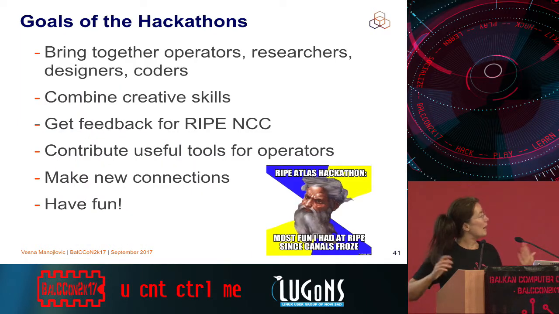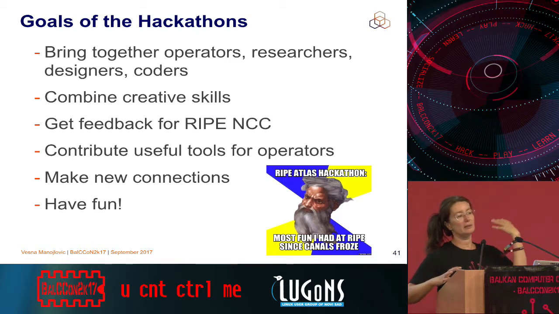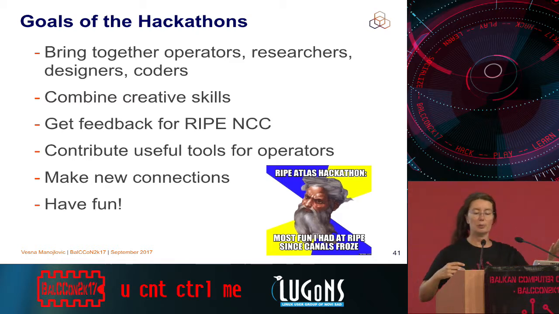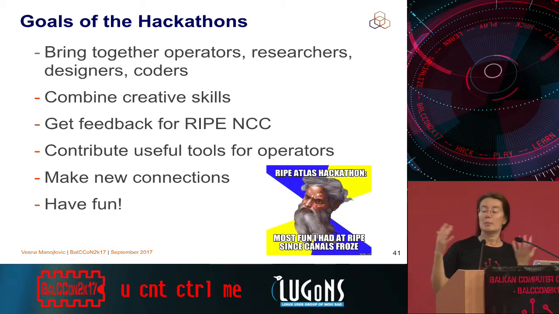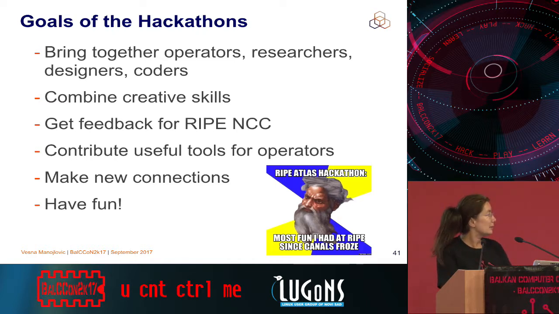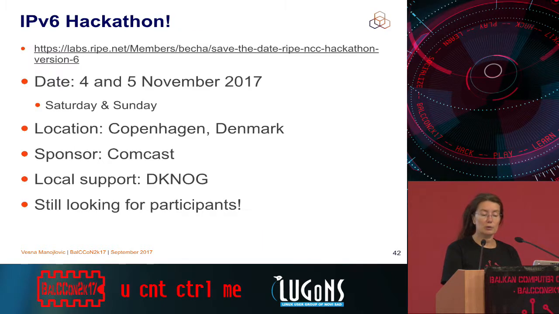And so, why did we start doing this? Well, it's a great way to bring together people from different groups, like network operators and researchers and coders and designers, and put them in the same room, feed them pizza, and then come up with great, crazy ideas. First for the RIPE Atlas, but then later we started having different topics about other RIPE NCC services, and a lot of useful tools were developed.